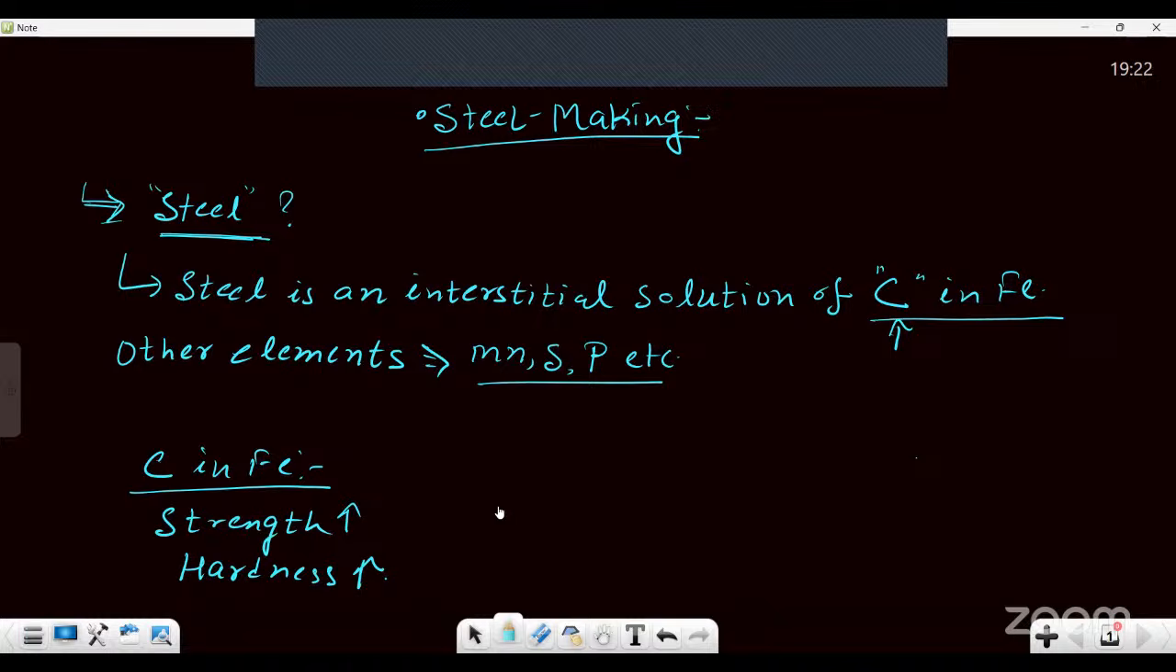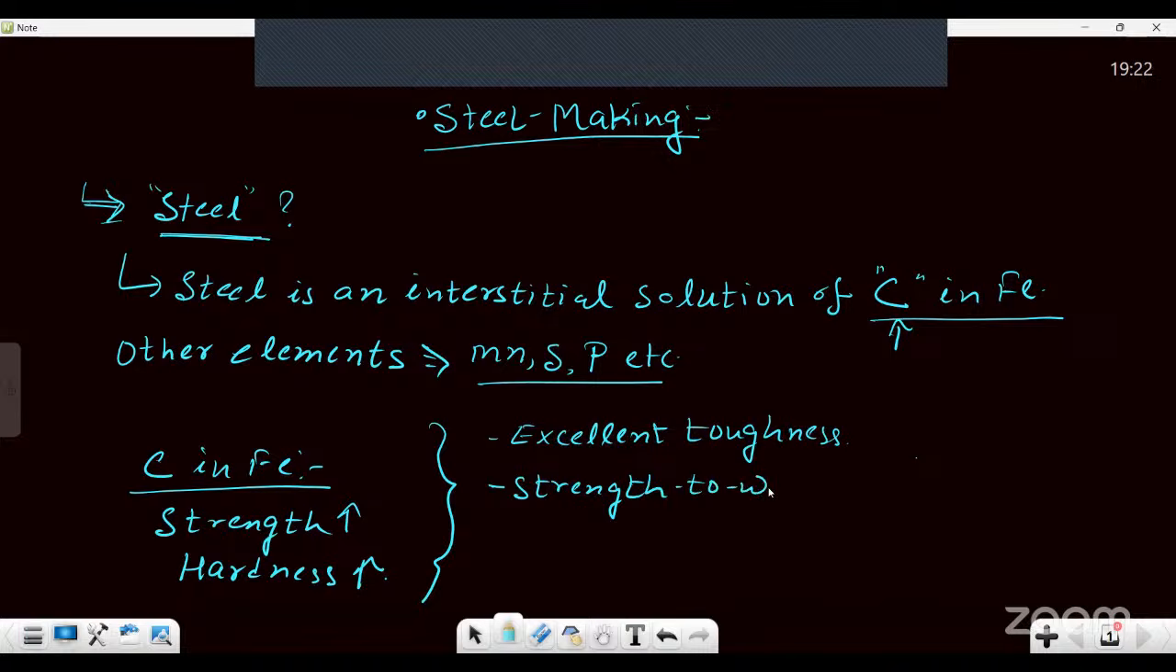So the properties of steel are excellent. That makes steel a very good engineering material. You have excellent toughness, and you have a good strength to weight ratio, which is very, very important for engineering applications.